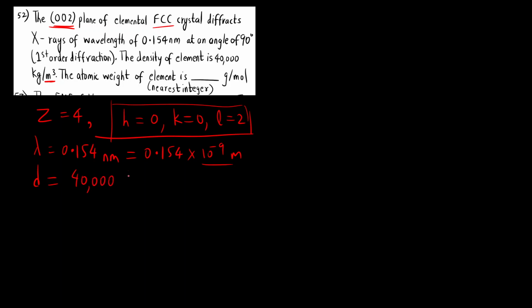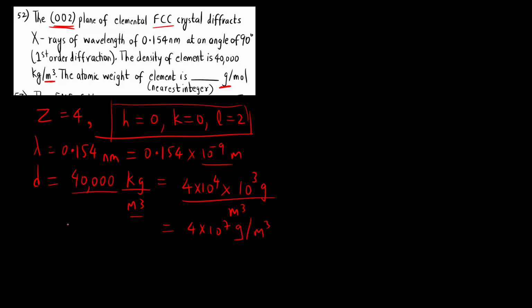Density is 40,000 kg per meter cube. Meter cube is fine, but we want it in gram. Why? Because the final answer we want in gram. So we'll convert this into gram. 40,000 I can write as 4 into 10 raised to 4, into 1 kilogram is kilo, 10 raised to 3 gram, divided by meter cube. This, if you see, is 4 into 10 raised to 7 gram per meter cube.